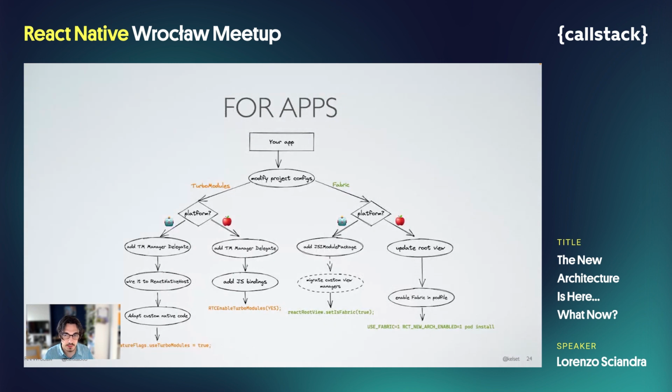For apps instead, things start to get a bit more complicated, or not necessarily complicated, but there's more work to do. Luckily, there's also the good practice that you can do Turbo modules and Fabric at separate times. You can do steps for each of the platforms, separated from each other. The idea is that for Turbo modules, you want to reach the ability to switch on the flag. For Fabric, similarly, you need to switch on a flag. And as you can see, there are a few things here and there that you have to do.